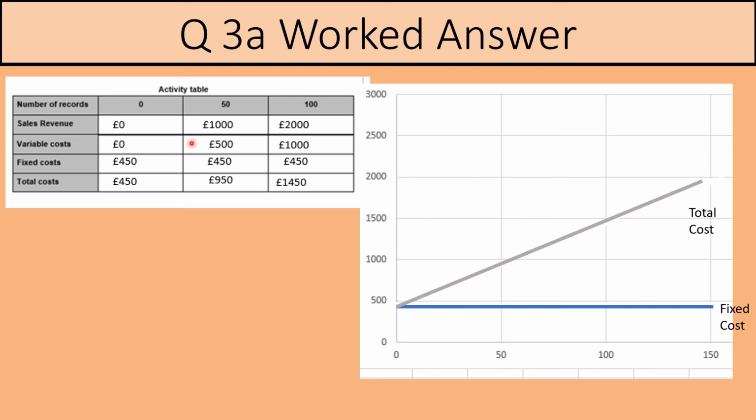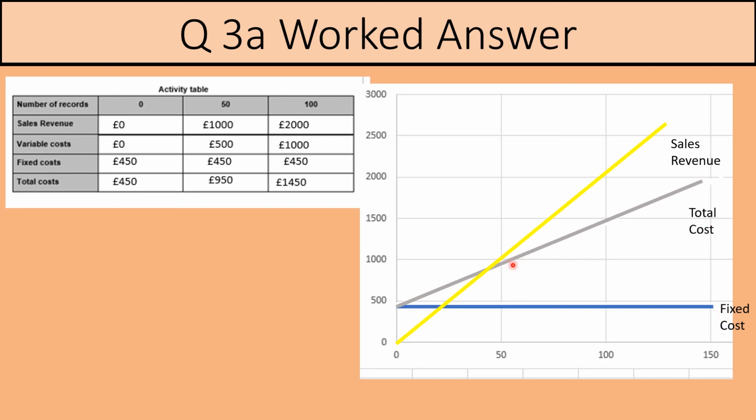You don't put on the variable cost lines, you put on sales revenue next. So at 0, 0, if I sell nothing, I get nothing. If I sell 50, I get 1,000. I line those two up, and here we go. I have my sales revenue line, and I'm labelling that. So now I've got 3 marks so far.